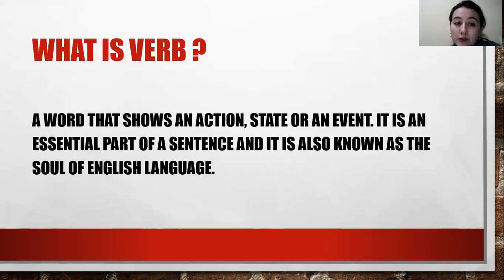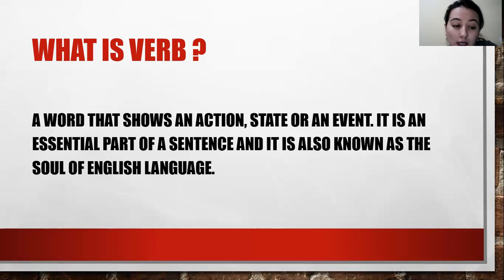So what is a verb? This is just a word which shows an action, maybe a state or event. Yes, so it's an essential part of a sentence, and it is also known as the soul of the English language, because without a verb we cannot understand the full meaning of the sentence sometimes.